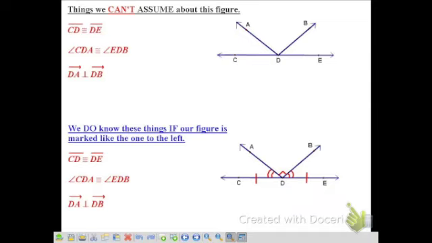Now, if we do have these markings on the bottom, then we would know this is true. So I have markings for congruent angles, little arcs. I have markings here to show the segments are congruent, and I have a right angle marking, and then it's okay.